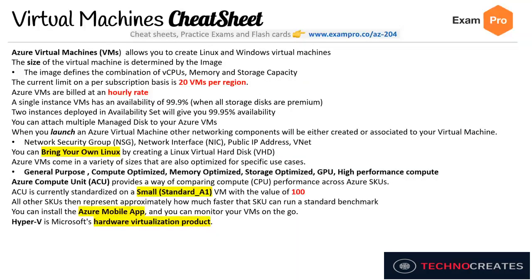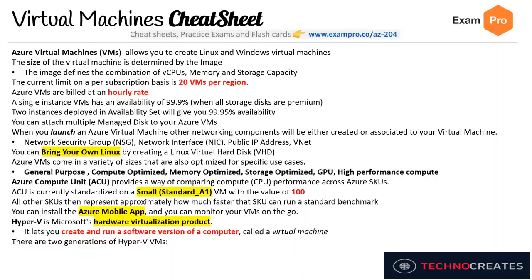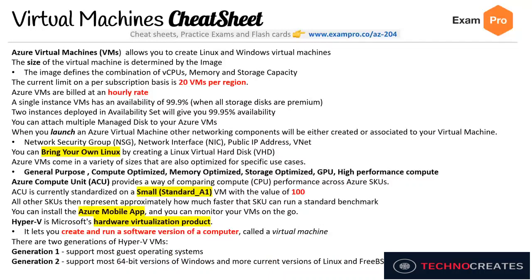Hyper-V is Microsoft's hardware virtualization product. It lets you create and run software versions of a computer called virtual machines. That's how it all works. There are two generations of Hyper-V VM. You've got Generation 1, which works with most operating systems, and Generation 2, which supports most 64-bit versions of Windows and current versions of Linux and FreeBSD operating systems. Hyper-V VMs are packaged into virtual hard disk formats such as VHD and VHDX files. Not on the exam, but just understand that Hyper-V VM generations are different from the Azure Hyper-V VM generations, so it doesn't have all the features of Hyper-V.